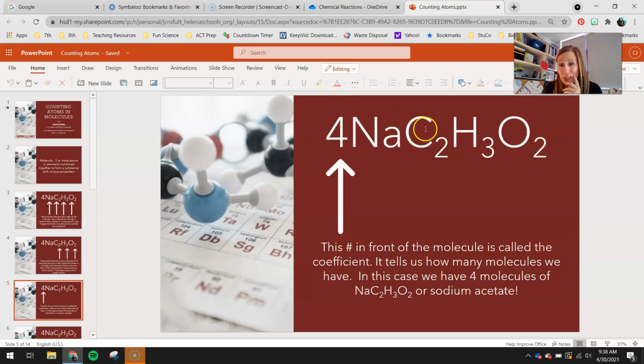Okay, in one molecule we have 2 carbon atoms, but because we have 4 molecules of this, we're going to have 4 times 2 is 8. So 8 total carbon atoms. Okay, 4 times 3 is 12. So we would have 12 total hydrogen atoms. And 2 times 4 again is 8. So again, we would have 8 oxygen atoms.